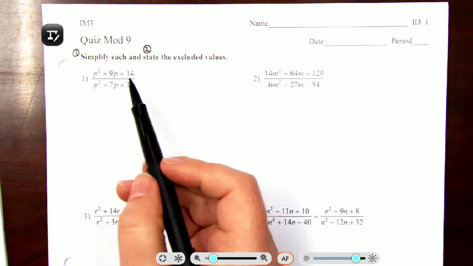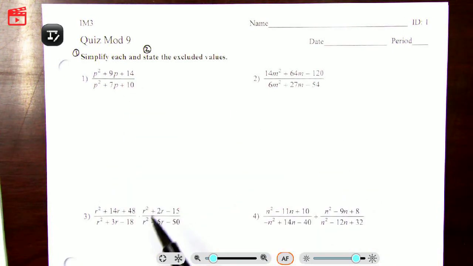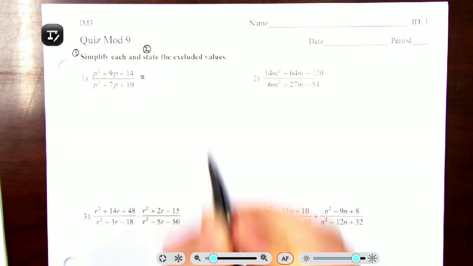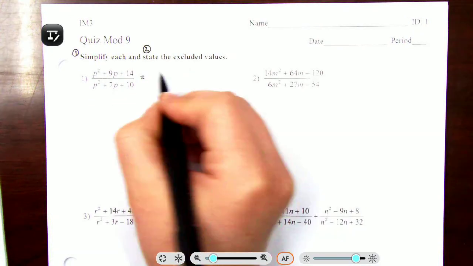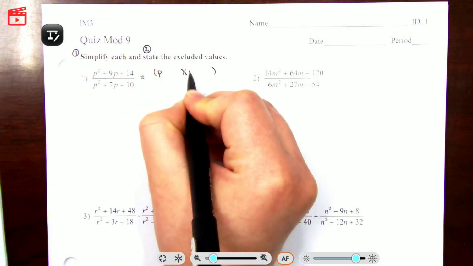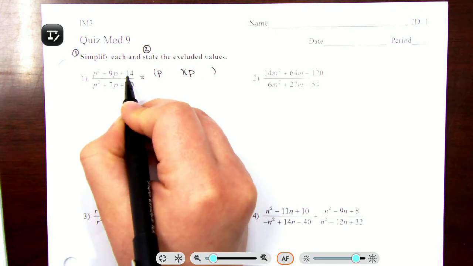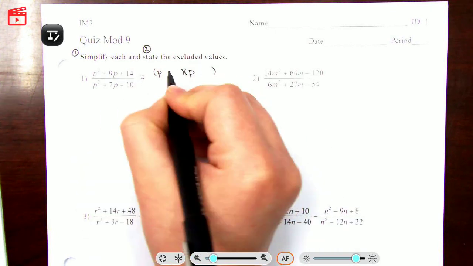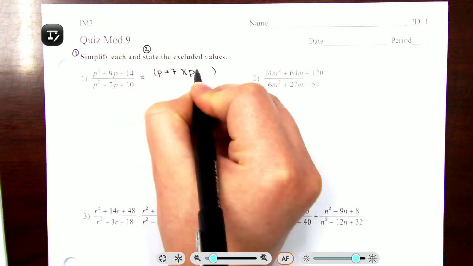Notice how on all of these questions, they're all in standard or expanded form. So because of that, we need to factor. Keyword here is factor, factor, factor, factor. Because this is a trinomial, I'm going to use the guess and check method. I know that I'm going to have a p here, and then two numbers that multiply to 14, but when I add them together, they give me 9. I have a positive 7 and a positive 2.